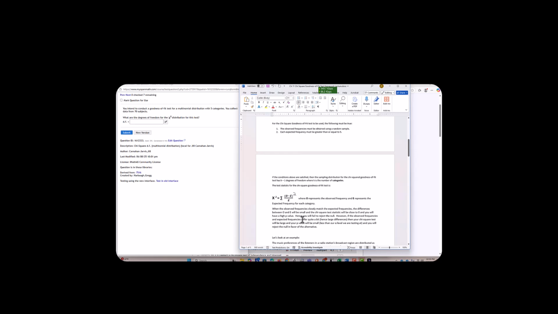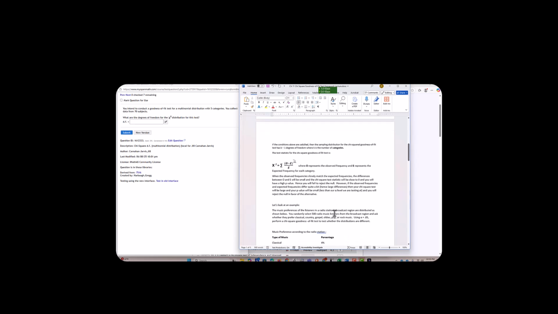So when the observed frequencies closely match the expected frequencies, the difference between O and E is going to be really small, and the chi-square test statistic will be close to 0, and you'll have a really high p-value. So hence you'll fail to reject your null. However, if the observed and expected frequencies differ quite a bit, then your chi-square test statistic will be large, and your p-value will be small, less than the alpha level that we're testing at, and you will reject the null in favor of the alternative.